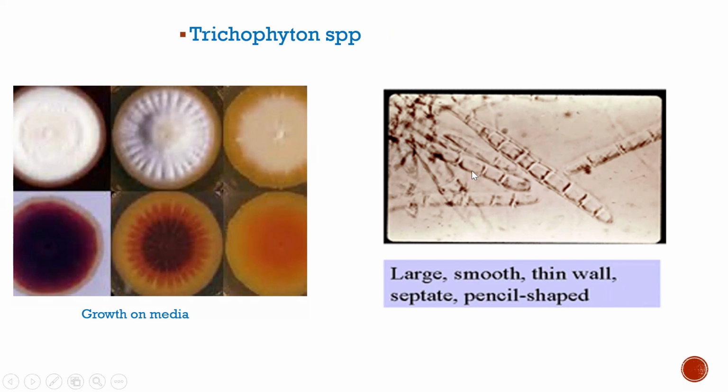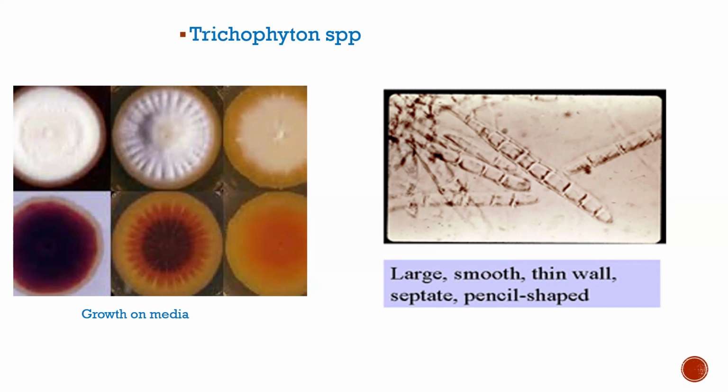Then for the microscopy, you notice large, smooth, thin-walled, septate and pencil-shaped conidia. So this is what a conidium is. It's like a reproductive part of this organism. Okay, so these are septates that have been separated. Like you can count these divisions, it looks like green beans, right?